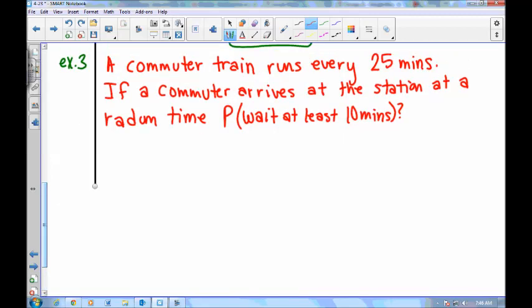But the train is only going to show up every 25 minutes on the dot. They're very precise with their schedule. If a commuter arrives at a station at a random time, what's the probability that they will wait at least 10 minutes? Can we give a visual aid like we did on the last two problems that would match the situation? Yeah. What can we draw? A train, okay. What else can we draw?